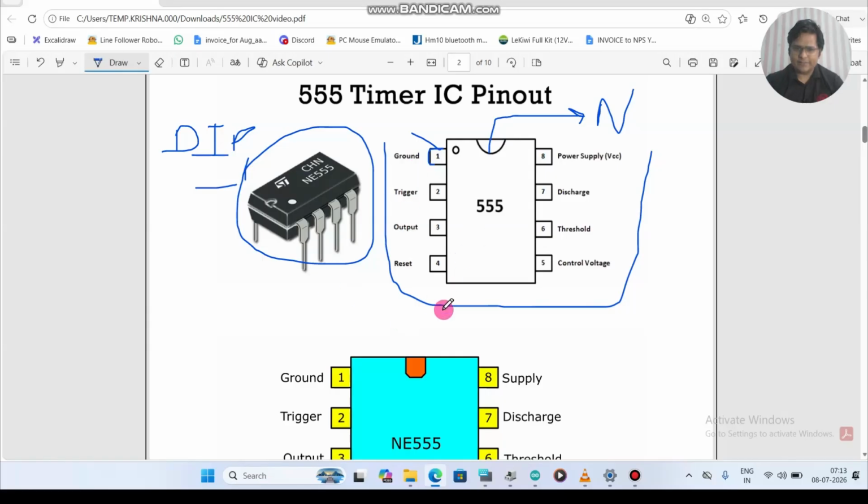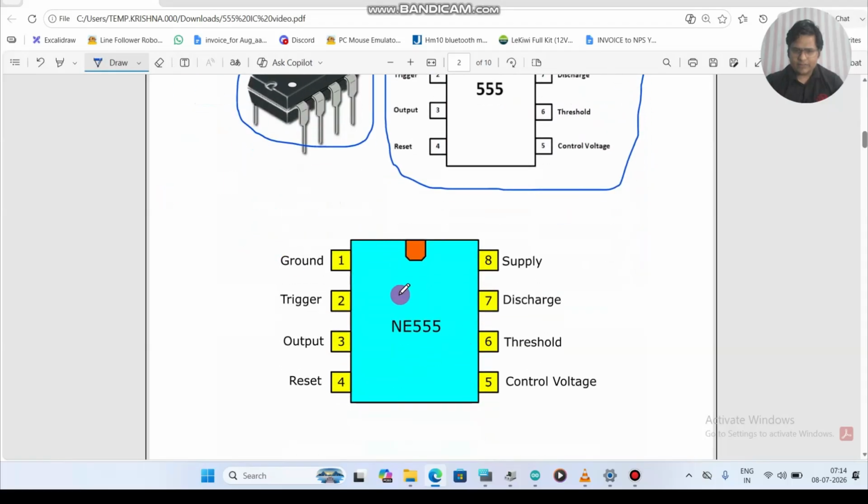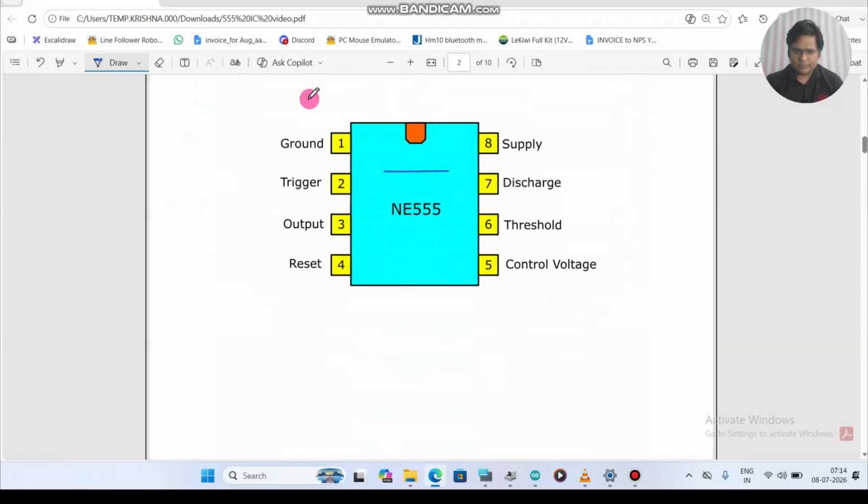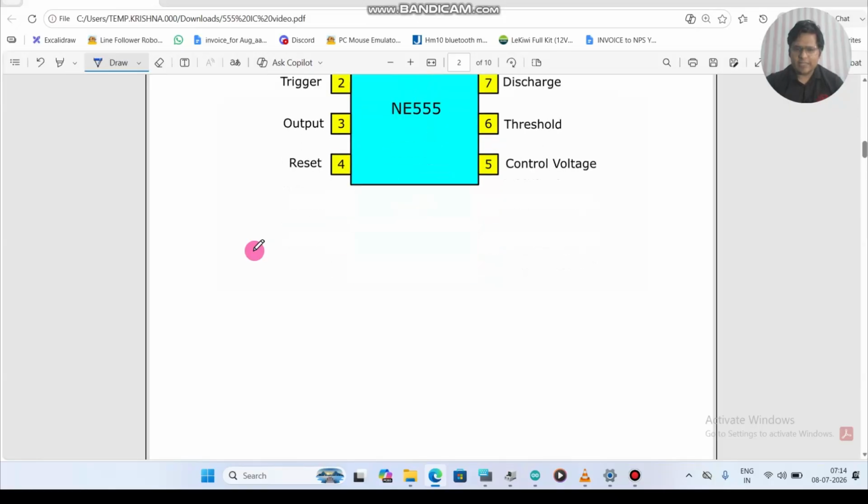Every pin has its own functionality. I will explain each pin: what is trigger, what is output, what is reset, control voltage. We will discuss each thing. You can see again here, this is the pinout of this IC.